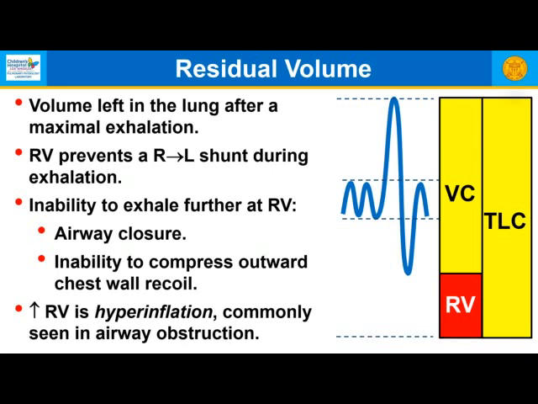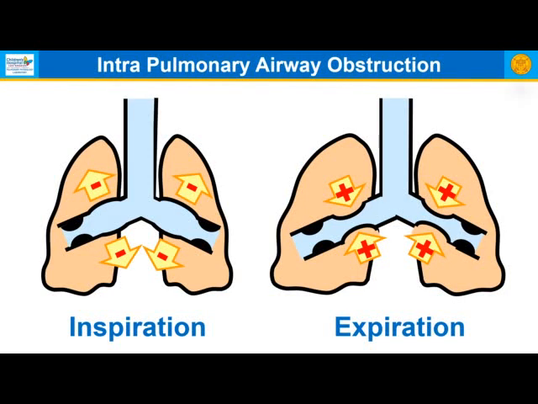An increase in residual volume that is excessive or abnormal is hyperinflation, and it's commonly seen in airway obstruction, though not only in airway obstruction. We talked about intrapulmonary airway obstruction. Remember, intrapulmonary airway obstruction is not an inspiratory problem because you have elastic recoil, elastic tissue that's opening up airways. But during exhalation, you have positive pressure on the airways so that pressure inside the airways at points can be less than outside, causing compression or obstruction.